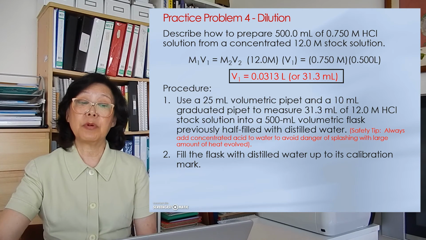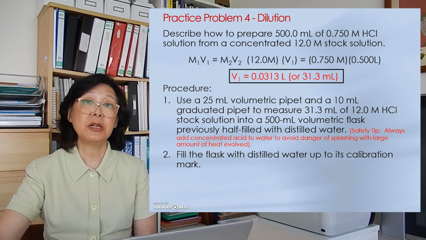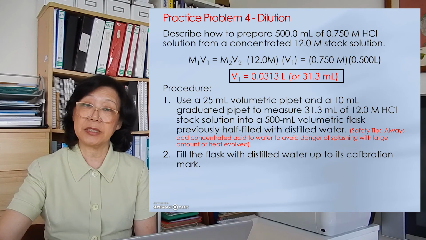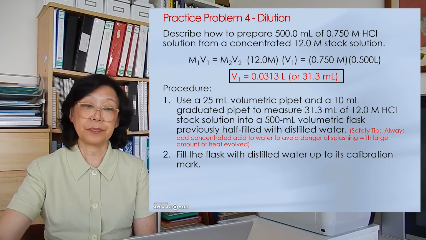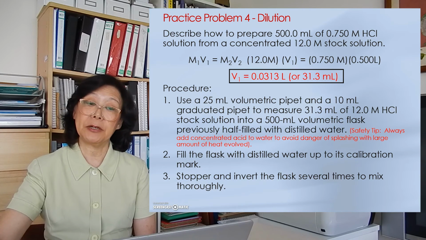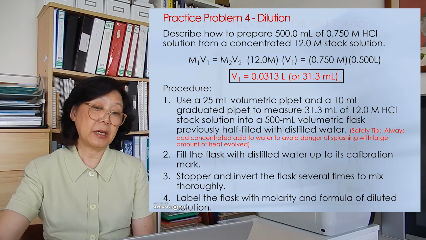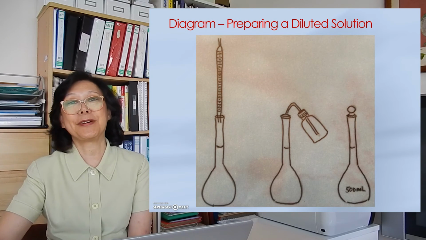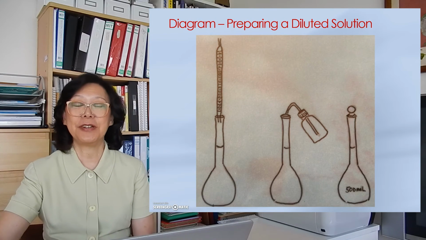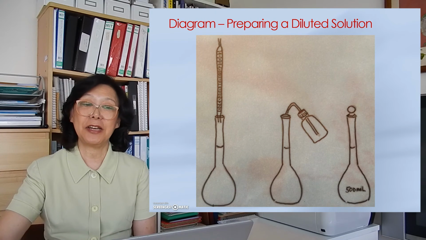So we want to start out with water first, which has a great heat capacity. It can absorb a lot of heat. Always add acid to water, never water to acid. This is a safety feature. And we then fill that up with water to the calibration mark and mix it well. So here's a diagram. Assuming that the 500 milliliter volumetric flask is already half filled with water, then we measure the concentrated 12 molar HCl into it, and then we dilute it to the mark, and we stopper and shake and label.